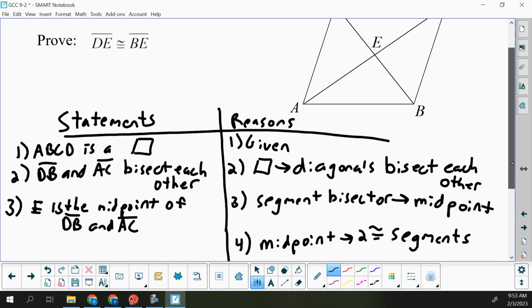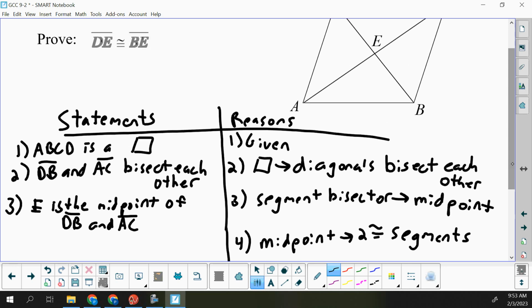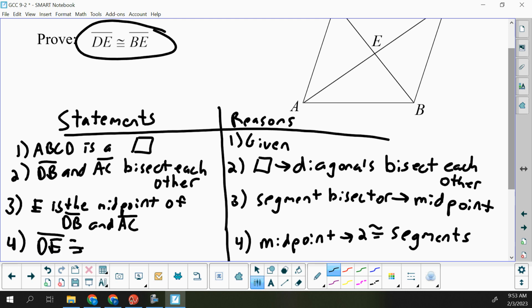Now, we should be able to get 2 sets of congruent segments because E is the midpoint of both DB and AC, but in reality, we only need one of them. We only need DE congruent to BE. So for this particular proof, I'm just going to do the DE congruent to BE. But say we were trying to get some triangles congruent, then we would want to do both of the sets. Okay, we have them available because E is the midpoint of both, but we only wanted to prove DE congruent to BE, so I'm just going to write that one in this case.